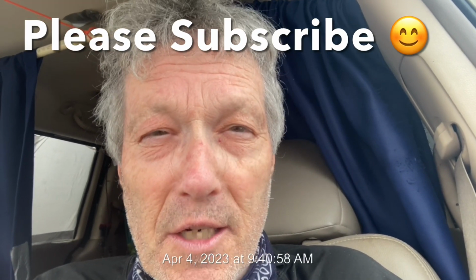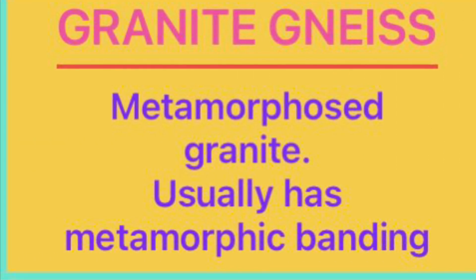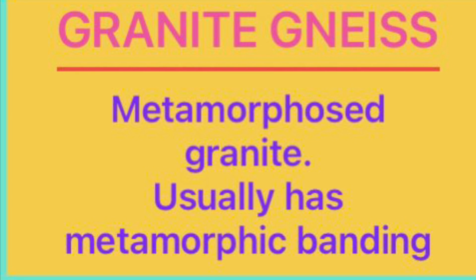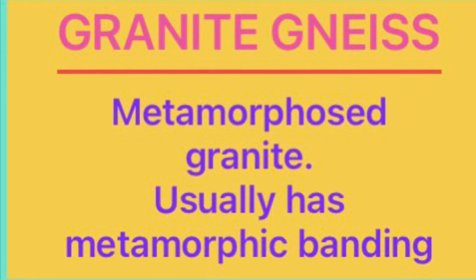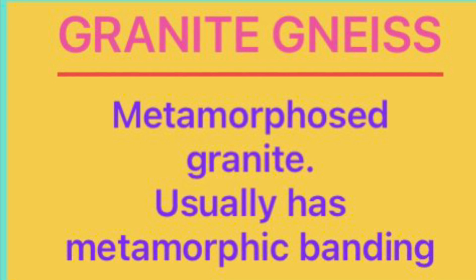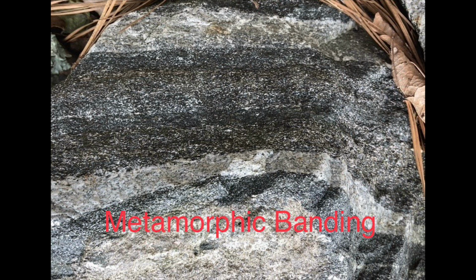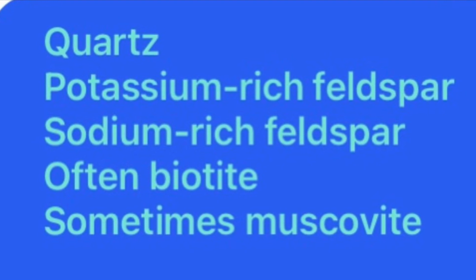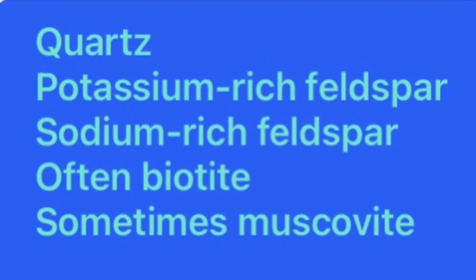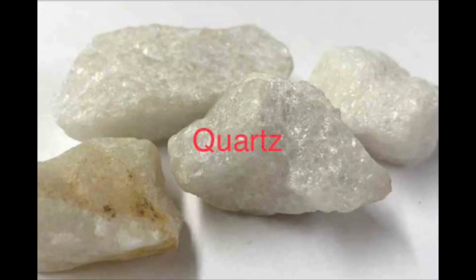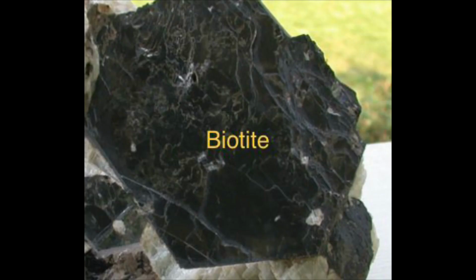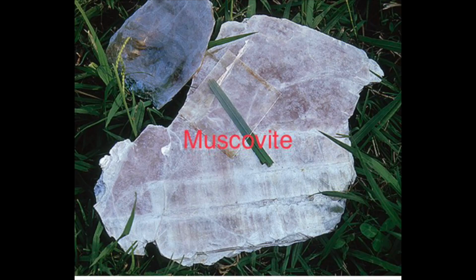Different terminology for the types of granite gneiss. But first, what is granite gneiss? Well, granite gneiss is a metamorphic rock that is usually the result of metamorphosed granite. It almost always has metamorphic banding. Granite gneiss has about the same minerals as granite, that would be quartz, potassium-rich feldspar, sodium-rich feldspar, some biotite, and maybe a little bit of muscovite as well.